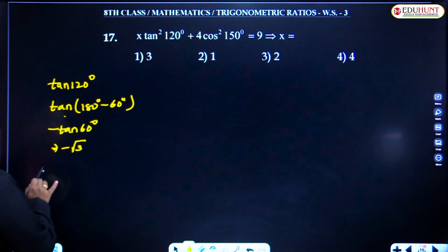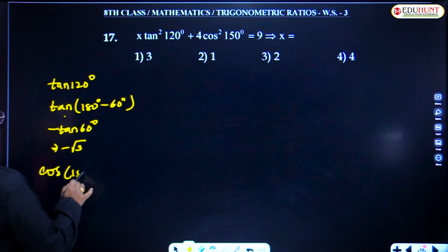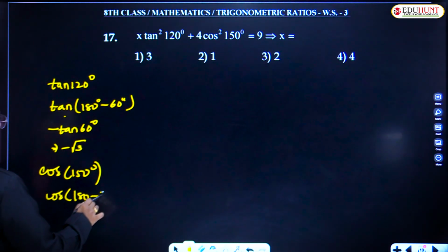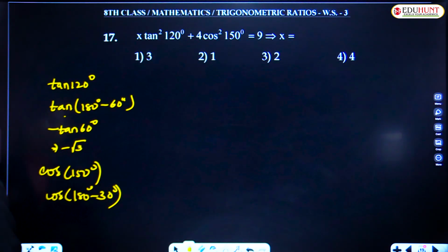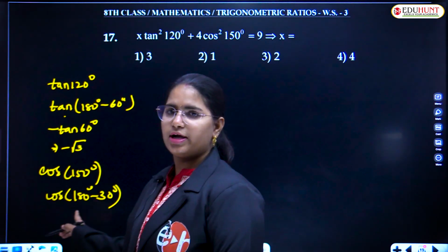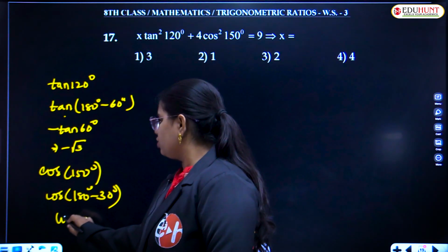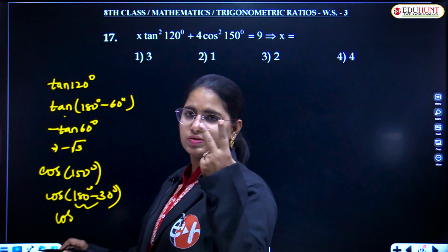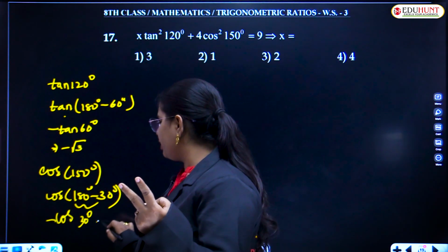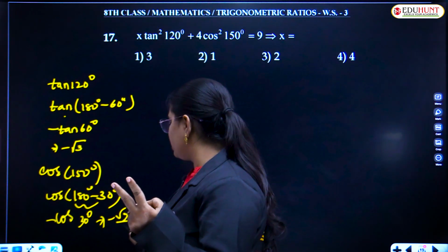Next one. We also should find cos 150 degree. Can I write 150 degree like 180 minus 30, which is 150 degree? Can I write like that? 180 minus 30. Next, cos(180 minus theta) is in the second quadrant. In the second quadrant, cos is negative. So this becomes minus cos 30, which is minus root 3 by 2.